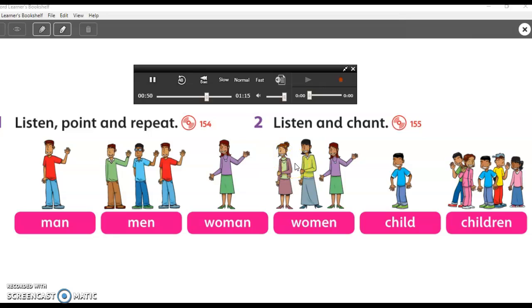Listen and repeat. Man, men, woman, women, child, children.